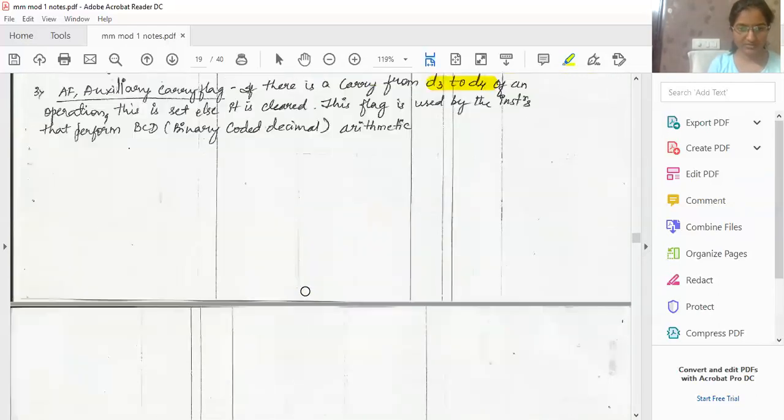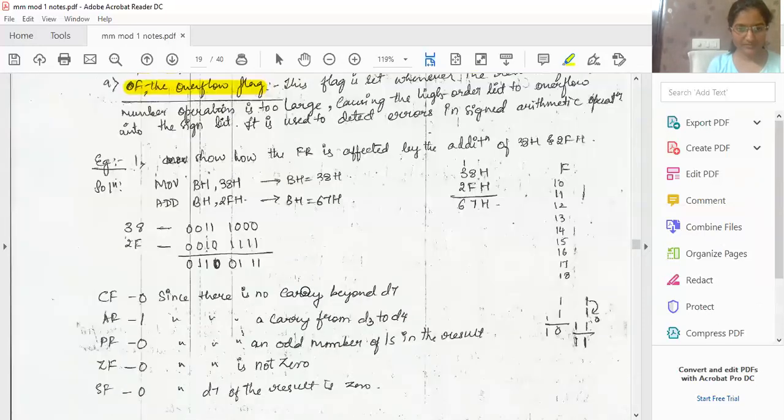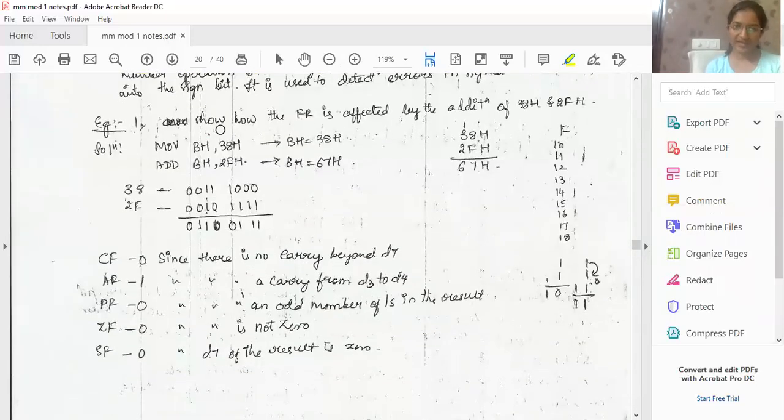Next, we will see one simple example. Show how the flag register is affected by the addition of 38H and 2FH. First instruction, MOV BH, 38H. MOV is the mnemonic, it is the instruction. BH is what? The higher order byte of the register BX. BX has BL and BH.